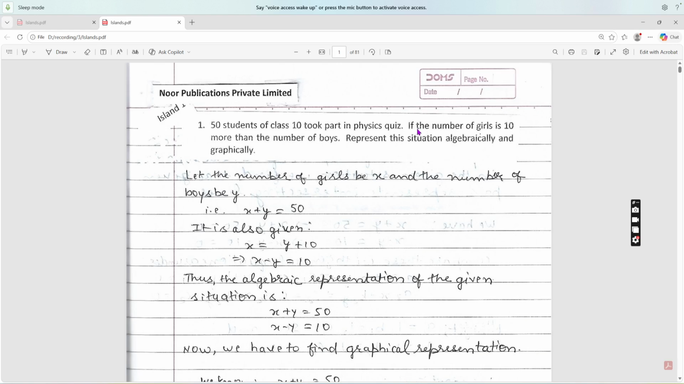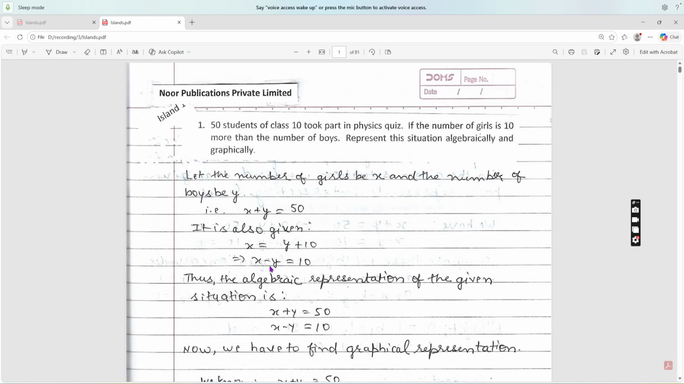Now we will proceed further. If the number of girls is 10 more than the number of boys, just see, wherever "is" is written in these types of word problems, it represents the sign of equality. So if it is written "if the number of girls is", it means the number of girls x is equal to 10 more. 10 is there, more means plus, more than the number of boys. So our next equation would be x is equal to y plus 10.